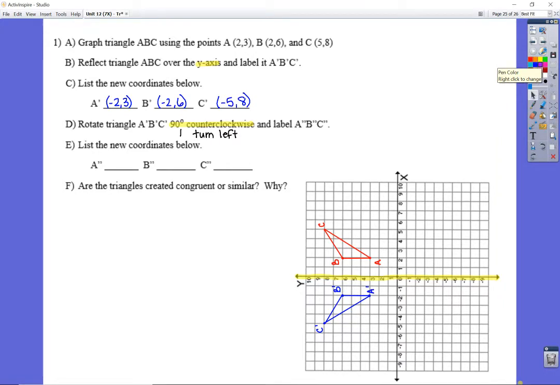So looking at this graph, our focus is going to be on the blue triangle, or the previous image. Using those coordinates, assuming (0, 0) is our origin, and this is our x-axis, and this is our y-axis, A double prime would have the coordinate (-3, -2). B double prime would have the coordinate (-6, -2). And C double prime would have the coordinate (-8, -5).